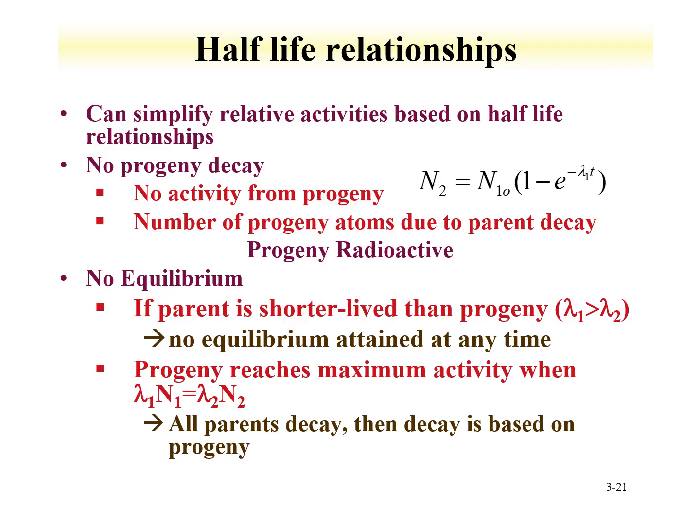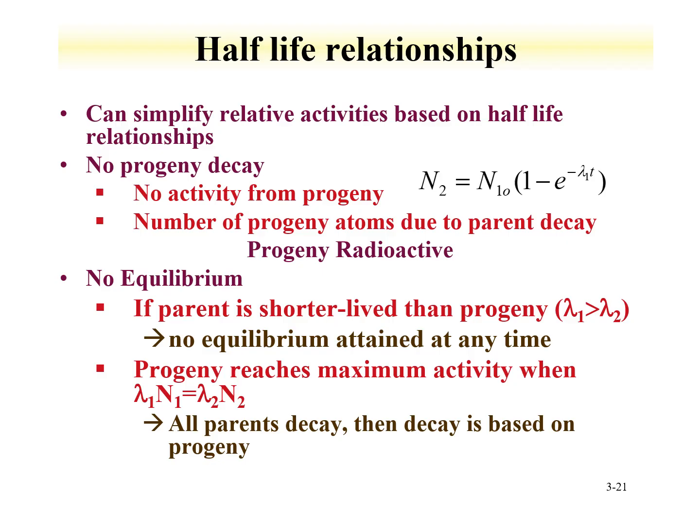For instance, the simplest one would be that there's no progeny decay. The number of progeny atoms is just due to the decay of the parent. The number of progeny atoms keeps growing, and the parent value keeps decreasing. So this is where I had an isotope that was decaying directly into a stable progeny, that would be the case.